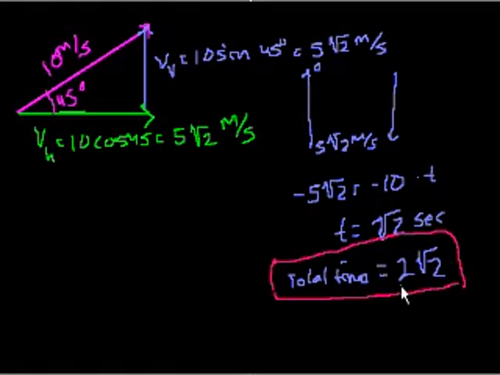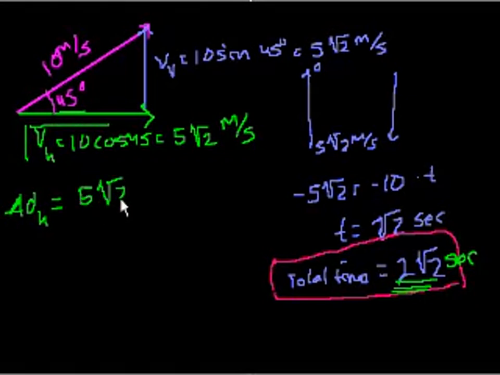We figured out that it stays in the air for 2 square roots of 2 seconds. So to figure out its horizontal distance, how long it is along the ground, we could say change in distance horizontally just equals my average velocity, which is just this, because it doesn't really change. So it equals 5 square roots of 2 meters per second times the time that I'm in the air, 2 square roots of 2 seconds.